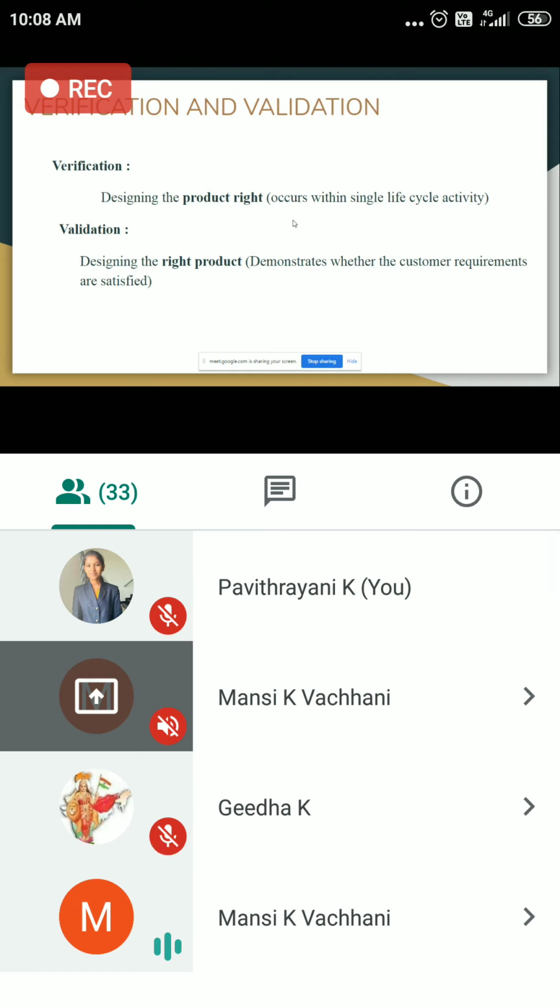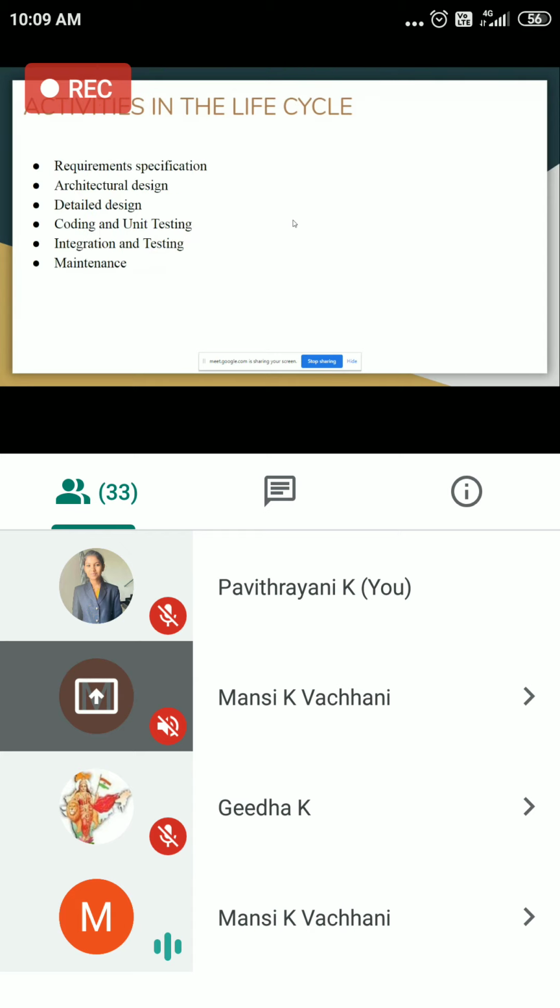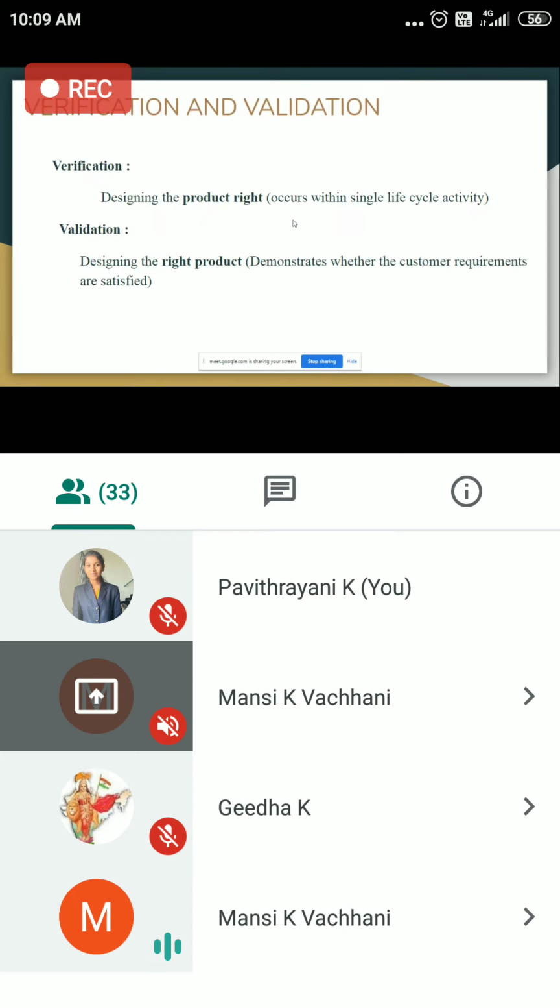To tell it simply, verification means designing the product right, and validation means we are designing the right product or not. We have to test this. Verification occurs within a single life cycle activity. We have seen the life cycle activities; verification will occur in a single life cycle activity. Validation will demonstrate whether the customer requirements are satisfied. So this is the difference between verification and validation.